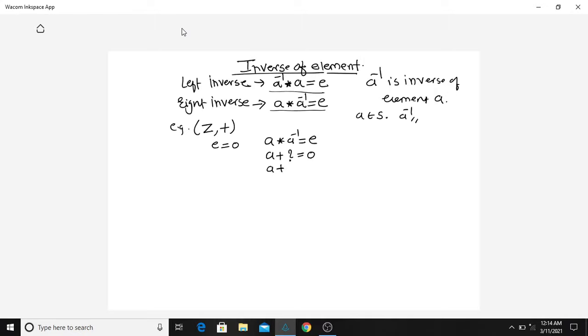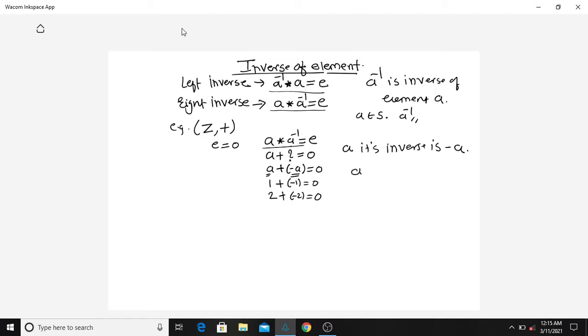So A plus, if I replace this question mark by minus A, I will get 0. For example, 1 is the element. If I do plus minus 1, I will get 0. 2 is the element. If I do minus 2, I will get 0. This means for any element A, its inverse is minus A. So A is the element, its inverse is minus A. So I have checked the right inverse.